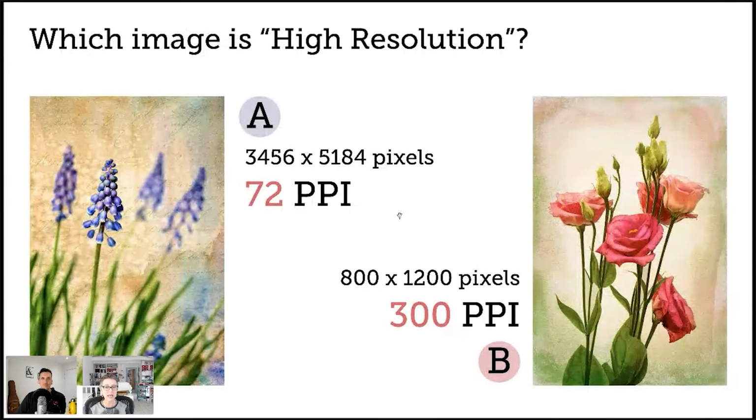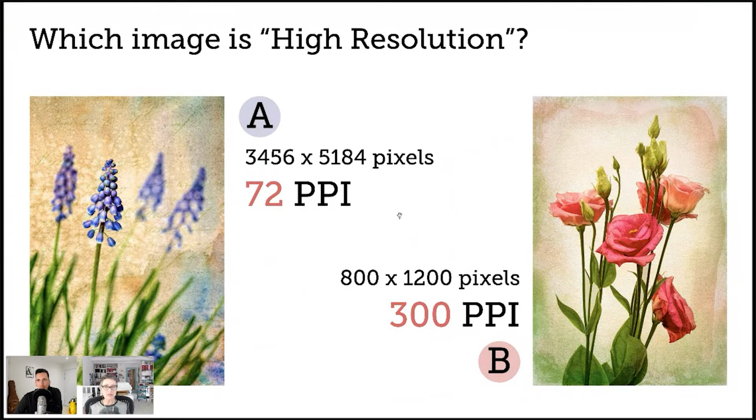Is it image A on the left, which is 3,456 by 5,184 pixels at 72 PPI? Or is it image B on the right, which is 800 by 1,200 pixels at 300 PPI?